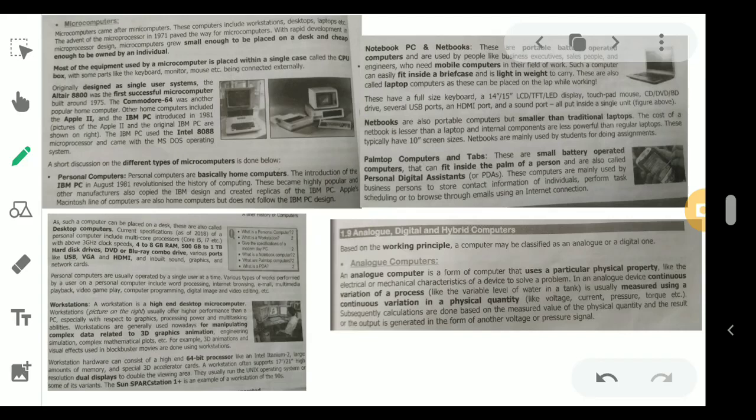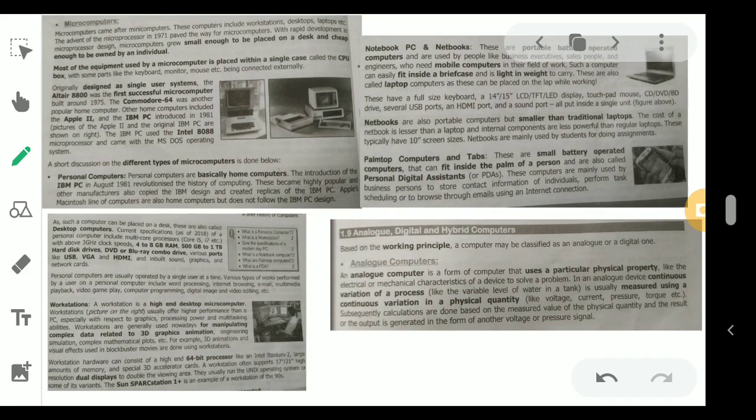Now then come palmtop computers. This is a small battery-operated computer that can fit inside the palm of a person, also called a personal digital assistant, that is a PDA. These computers are mainly used by business people to store the contact information of individuals, perform task scheduling, or browse through email using internet connections.